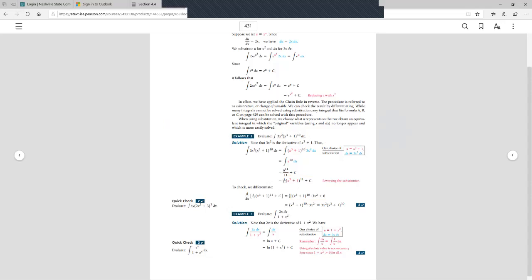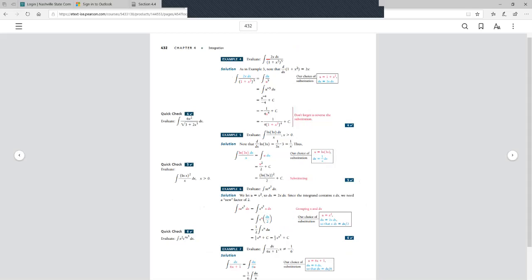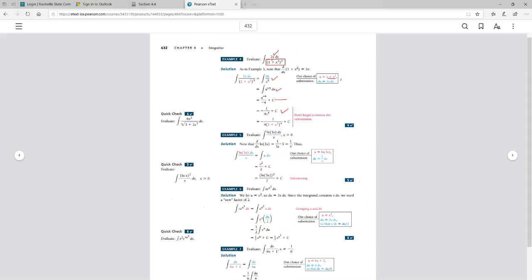If you look at example 2, I would say this appears to be more complex because it has two terms. So I would say let u equal 1 plus x squared. And if u is equal to 1 plus x squared, then du is going to be 2x dx. And then we just use the reverse substitution by calling u 1 plus x squared, and we are finished with that problem.